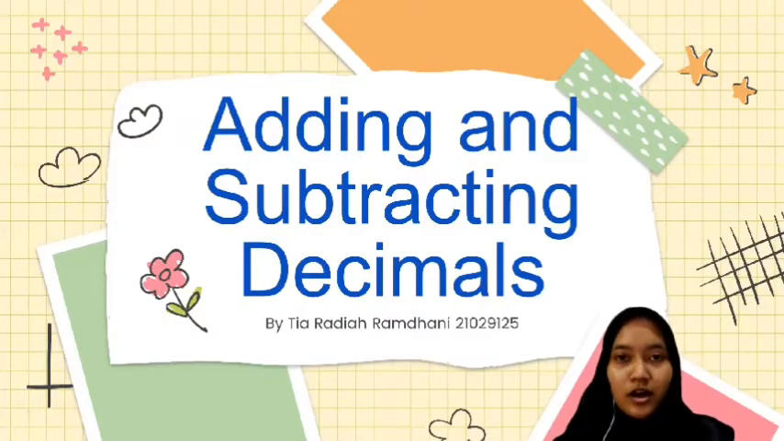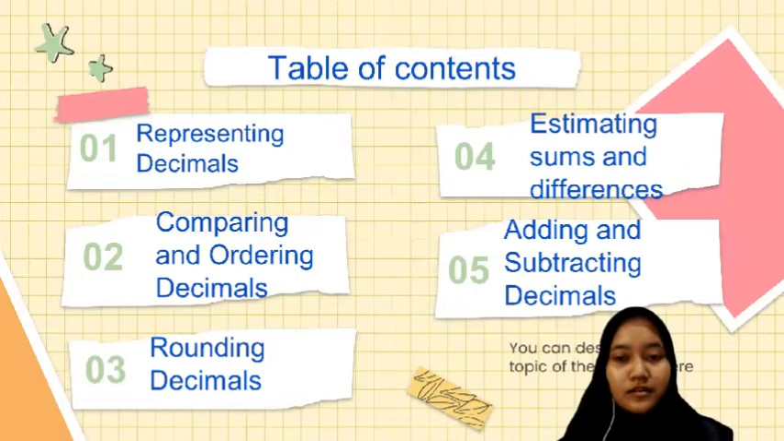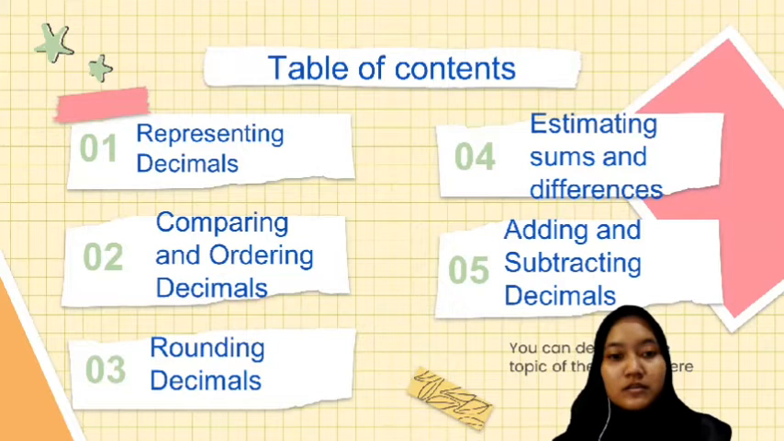Okay, now I will explain the material about adding and subtracting decimals. This is the table of contents. First, representing decimals. Second, comparing and ordering decimals. Third, rounding decimals. Fourth, estimating sums and differences. And fifth is adding and subtracting decimals.